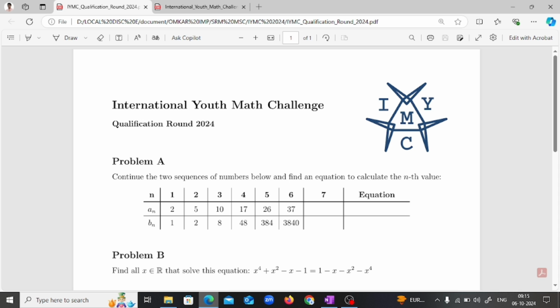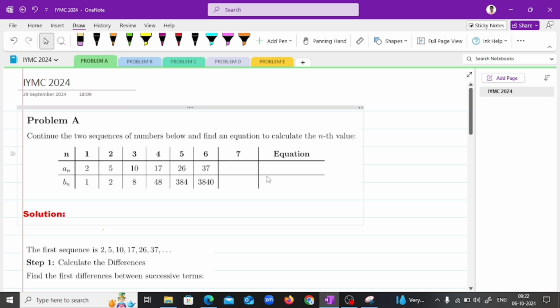Specifically, we are going to break down problem A, which consists of two sequences. In this video, we will cover the first sequence. So without any further delay, let's get started. First I will read out this problem. Problem A: continue the two sequences of numbers below and find an equation to calculate the nth value.